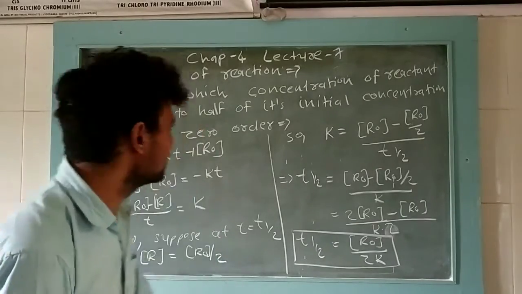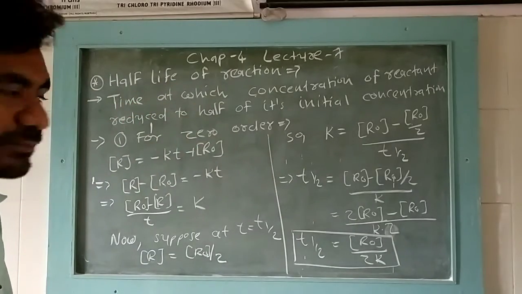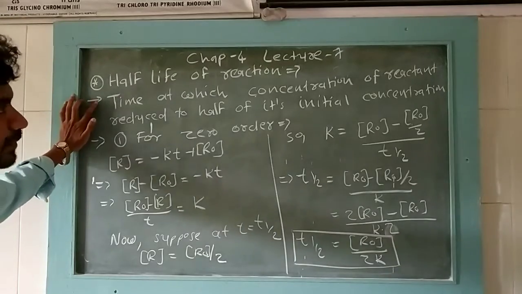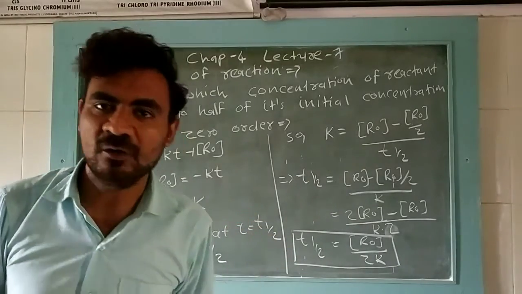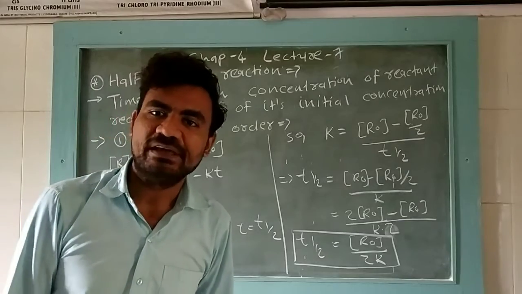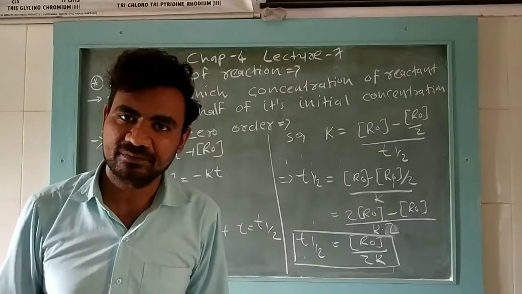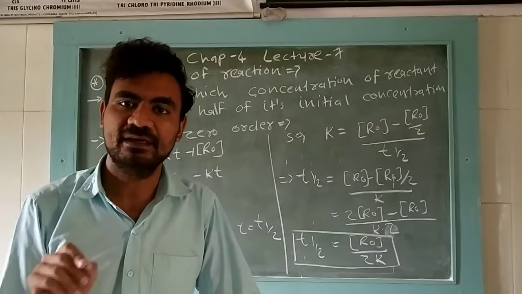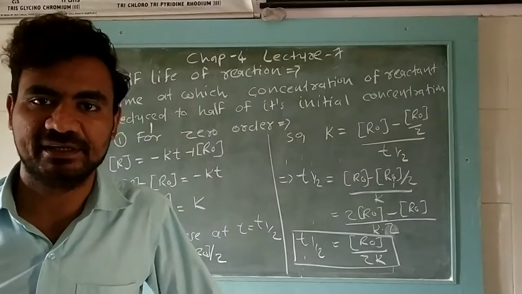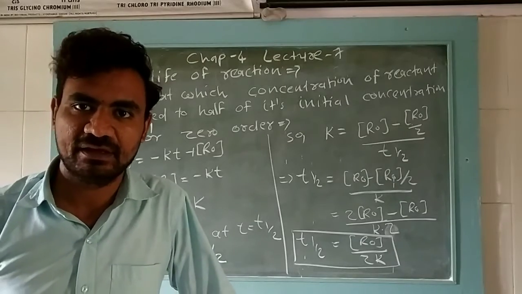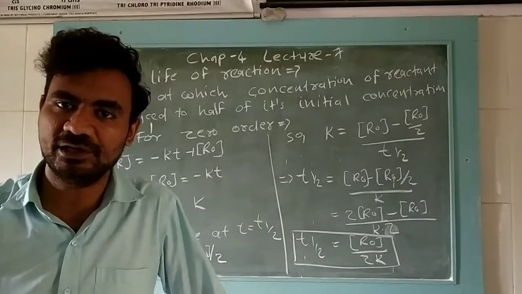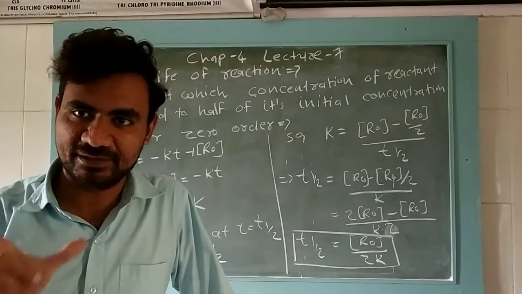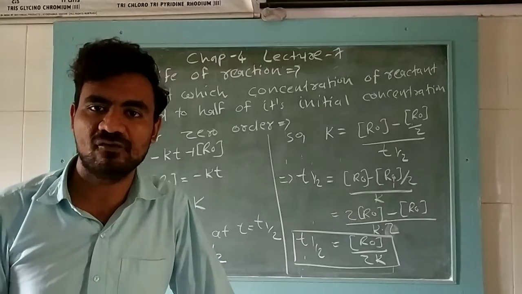Now the next topic is half-life of reaction. Now what is half-life of reaction? Suppose we have 100 molecules of reactant. Now it reacts and becomes 50%, meaning 50 molecules will be remaining in the reaction as reactant and 50 molecules will be converted into product. So this time duration is called half-life.